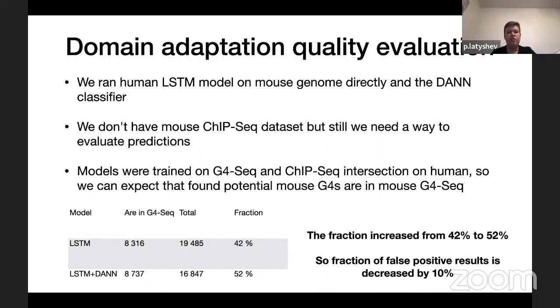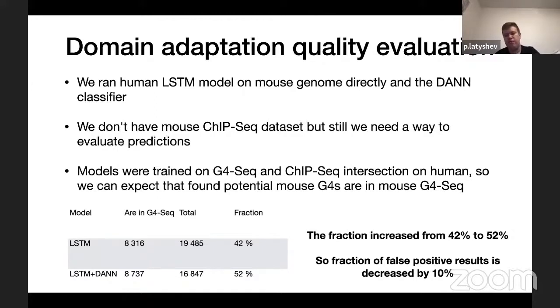And now we need to somehow evaluate our results. We don't have ground truth for mouse. So I want to talk about this method. First, we ran a human LSTM model directly on the mouse genome and got some annotation. Then we ran the DANN classifier on the mouse genome, and we trained it on the intersection of both datasets on human. And we have only one dataset for mouse.